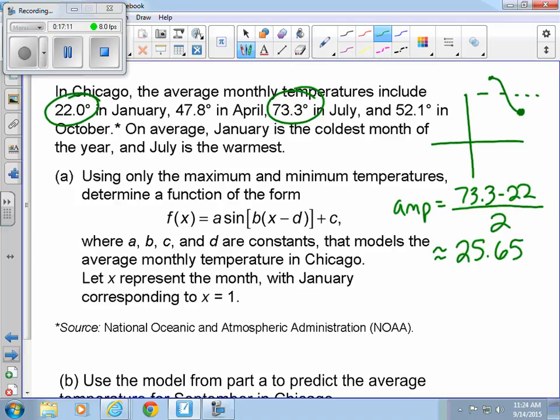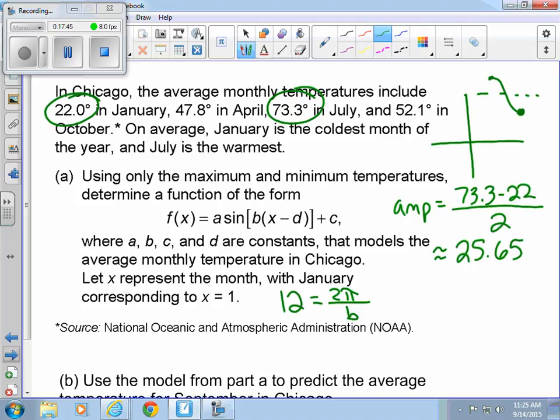The next thing I'm going to find is the period. Well, really the B value, but I need the period to do that. This one's more just a thought process. How long is it going to take for the temperature to start repeating? 12 months. Everyone agree? 12 months. Then you're going to start over again, because after 12 months you're back to January again. So, if my period is 12 months, 2 pi divided by B would give me the period.